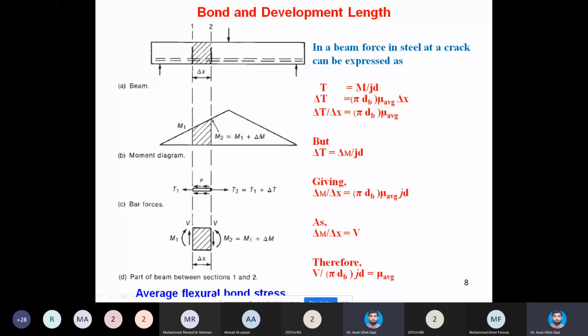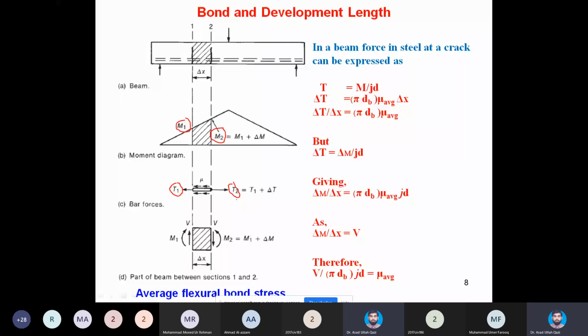You can get moment ordinates M2 and M1 as I said earlier. So change in moment is delta M. According to M2, you will have fs2. fs2 times the area of bar will give you T2. fs1 times the area of bar will give you T1. Since M2 is greater than M1, T2 will be greater than T1. So T1 plus delta T will be T2.